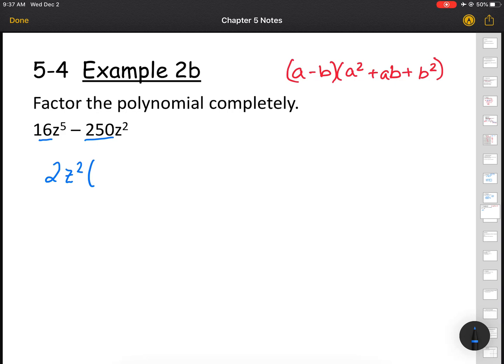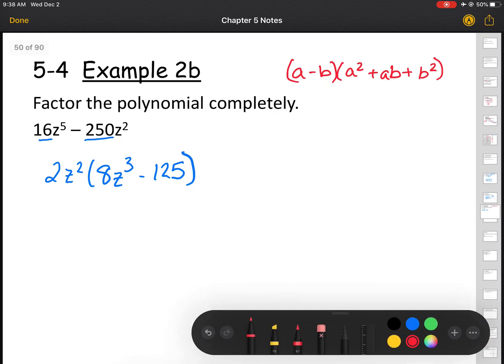So 16 divided by 2 is 8, and we're going to be left with 3 z's, because 5 minus 2 is 3. And then negative 250 divided by 2 is negative 125. And we already factored out both of those z's, so we don't have any more there. But now looking at this one, I now have a difference of 2 cubes.